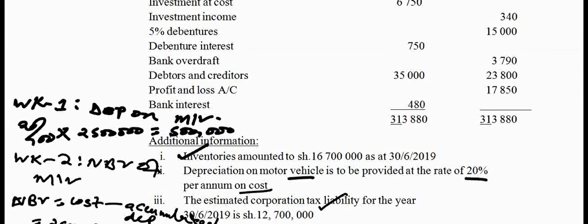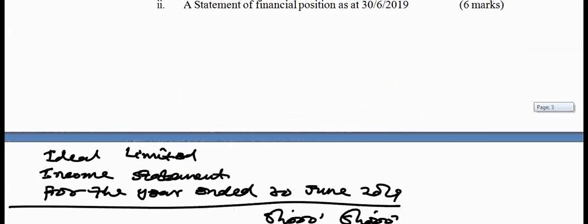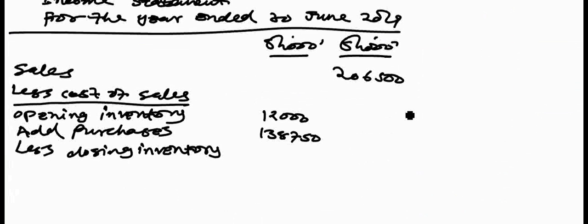Closing inventory is provided in the additional information as 16,700. I think there were no returns. Yeah, there were no returns. So less 16,700. Someone to calculate and give us the answer.